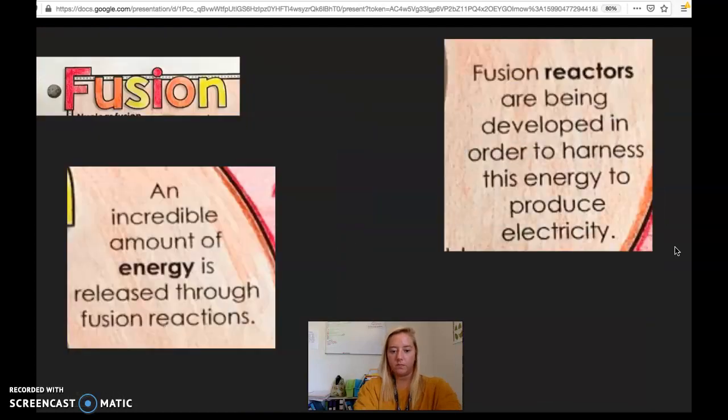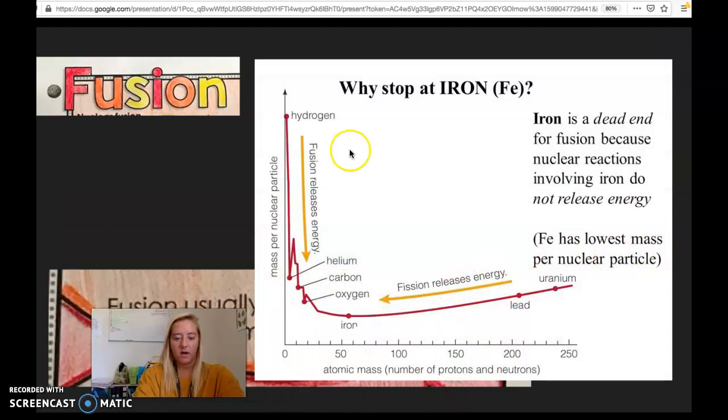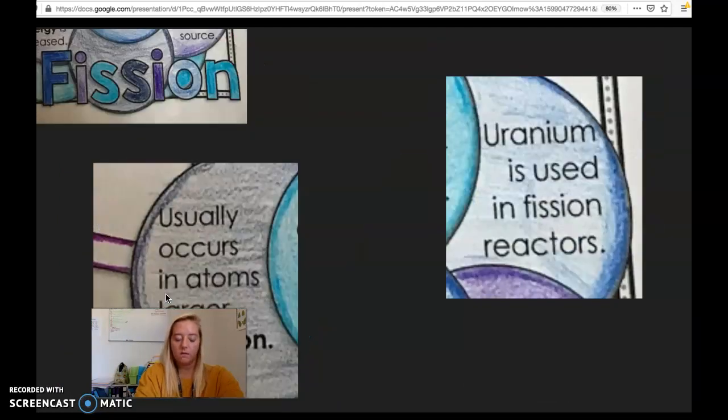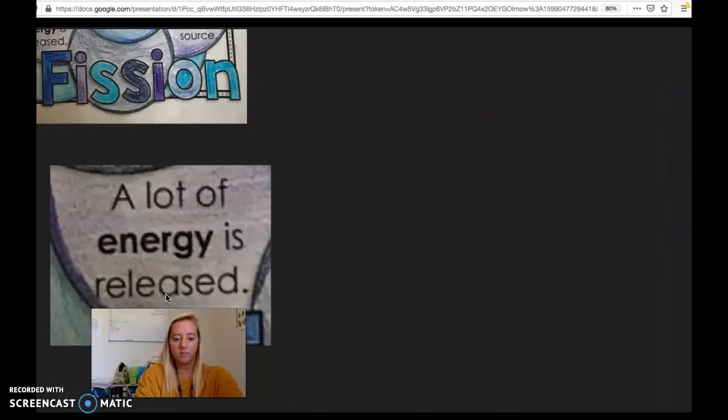Okay. If we go back though, if we're looking at this chart right here, this is where fusion occurs. Fission though, you need to have larger atoms such as lead or uranium. Fusion can happen most likely in hydrogen, sometimes in helium, sometimes in carbon, and sometimes in oxygen. But it is most common in helium. So when you think fusion, I want you to think helium. When you think fission, I want you to think uranium.